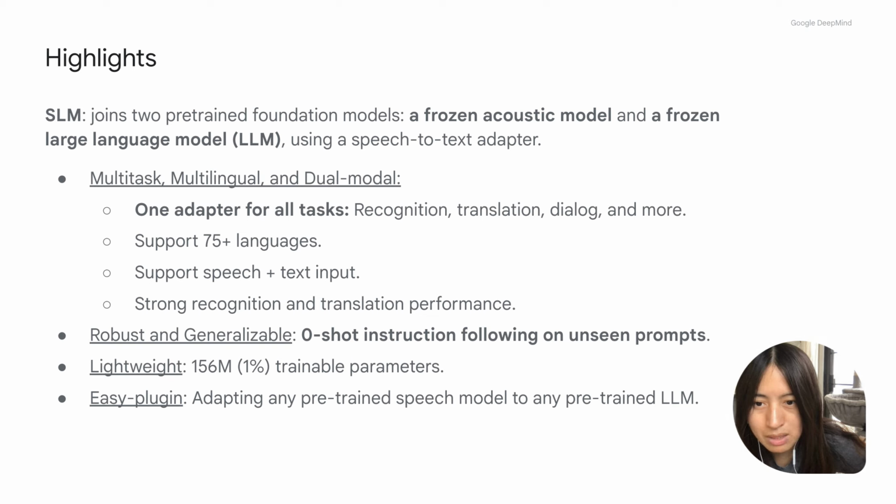We also demonstrate in later slides that we have strong recognition and translation performance. This model is robust and generalizable beyond the given prompts, but is also able to attend to zero-shot instruction following. We show that our model is lightweight. We only use 1% of the trainable parameters of the frozen foundational models, and it's easy to plug in, which can adapt to any pre-trained speech model and any pre-trained language model. So first, let's take a look at some demos of this multitasking model.